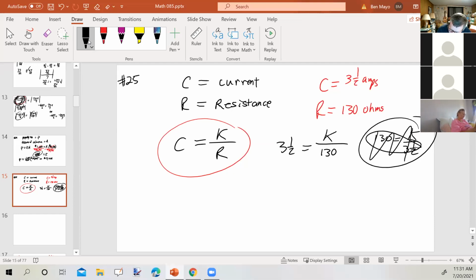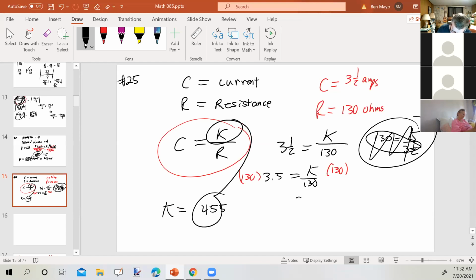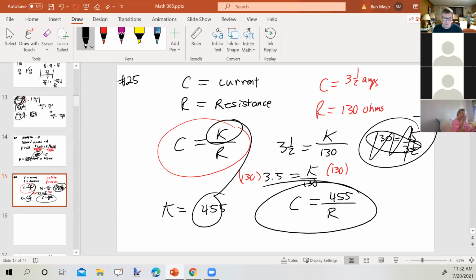So what am I going to do now? Next, I'm going to take 3.5 and multiply both sides by 130. So K equals 130 times 3.5, which is 455. Now that's going to go up here, so that's my formula moving forward.